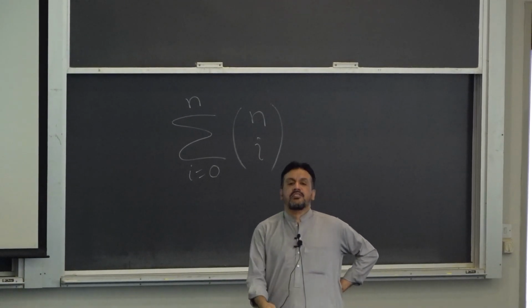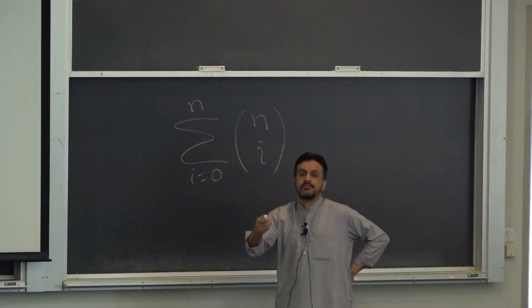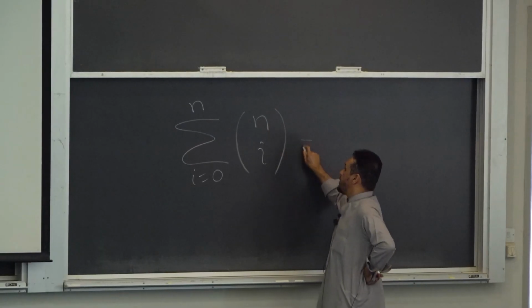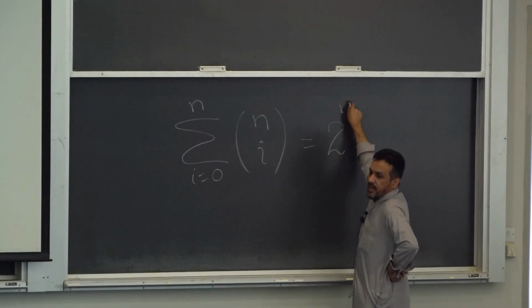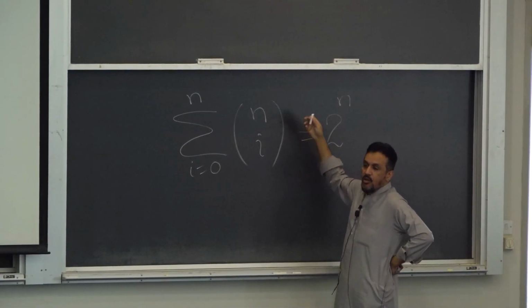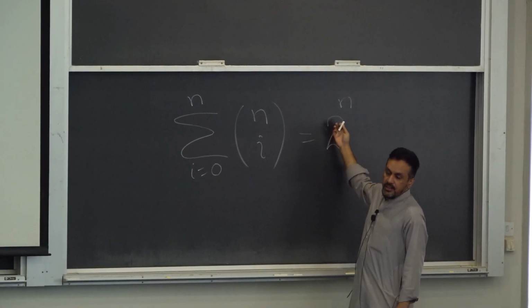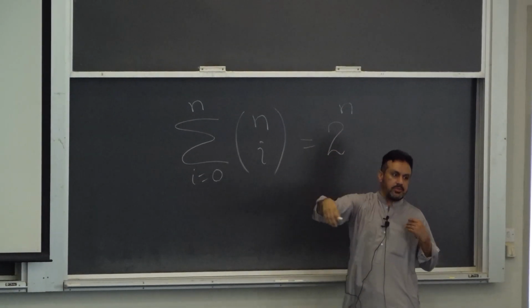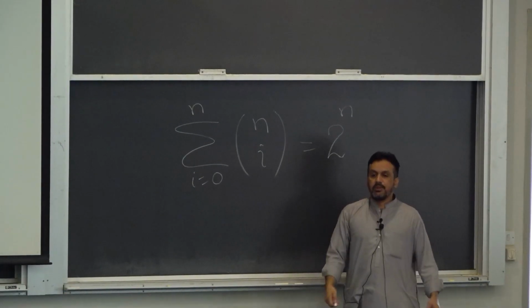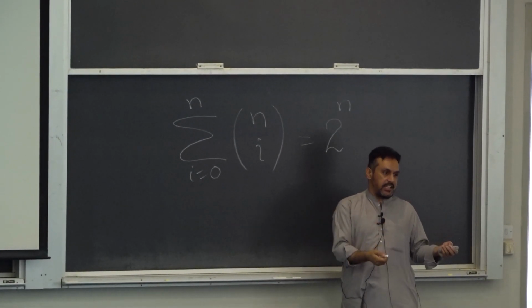A set with cardinality n, right? Any set. Yes, please. So this should be equal to 2 raised to the power n. Okay? Why? Because this is the number of all subsets. We know this many ways we saw this, right? 2 to the n is the number of subsets of any n cardinality set, right?